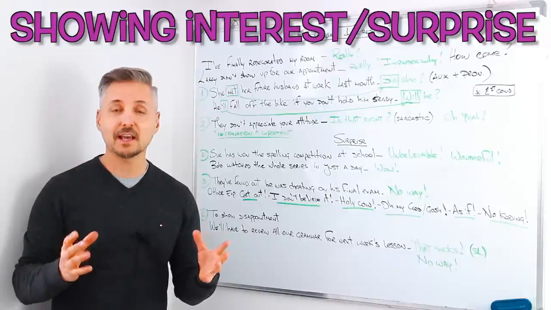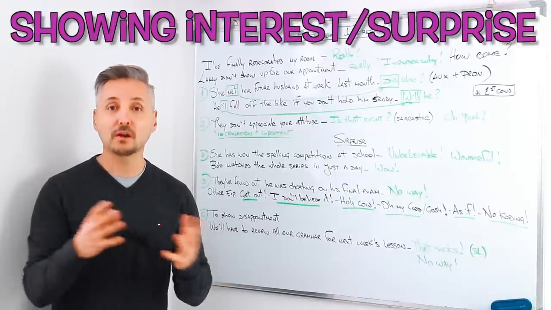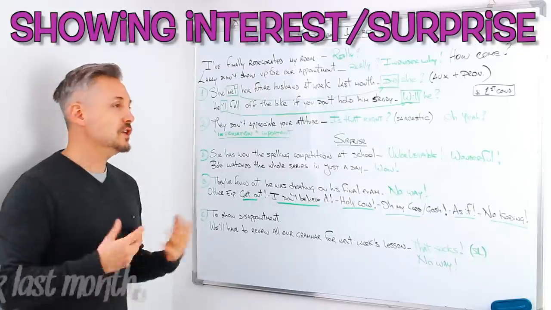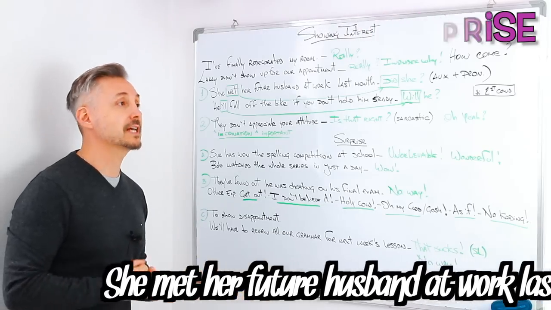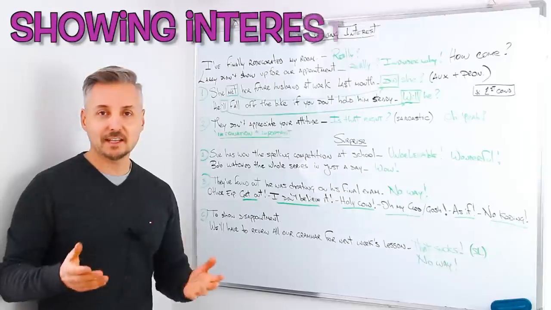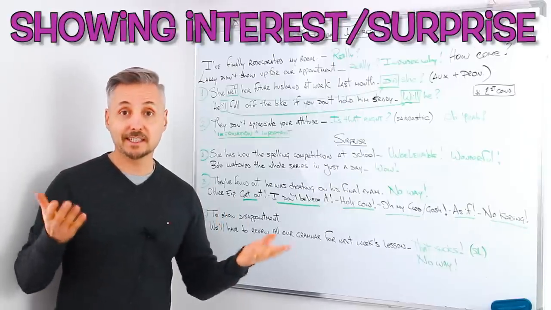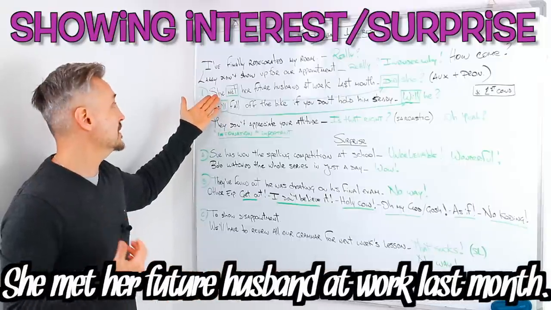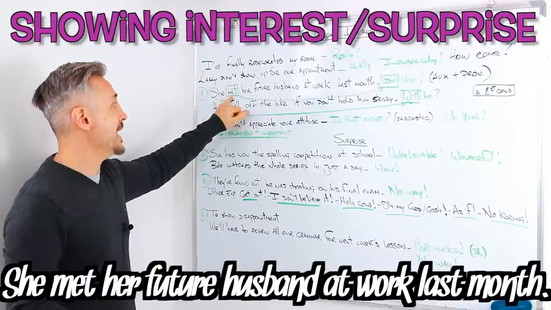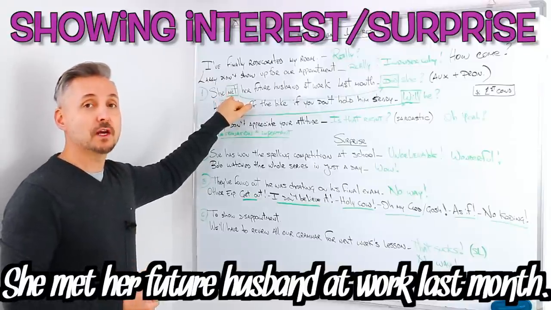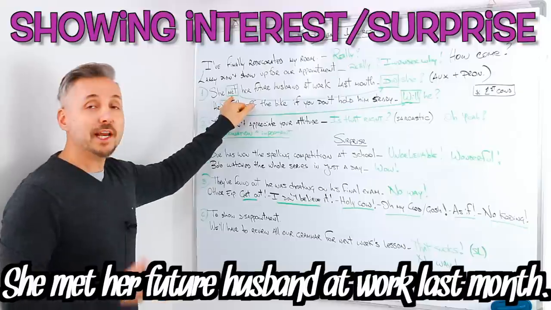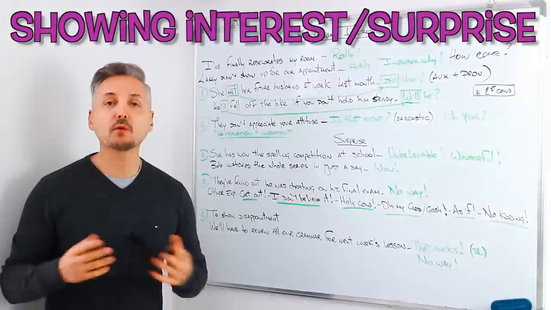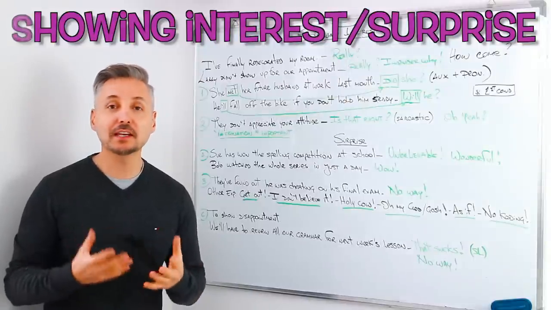The next point that I want to show you is a method that you need to use with all the tenses. So you need to review all the tenses to use this method. Let's look at the example, shall we? She met her future husband at work last month. Did she? Yes, that's right. Did she? In this case, because we have a past simple sentence or statement, she met. Met is the past of the verb to meet. So what is the auxiliary of the past simple? Well, did.